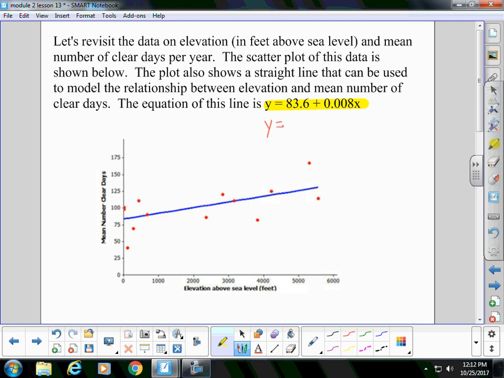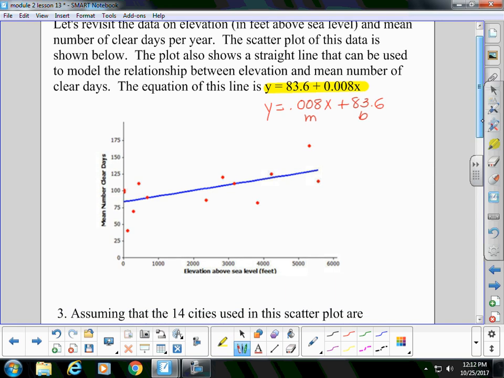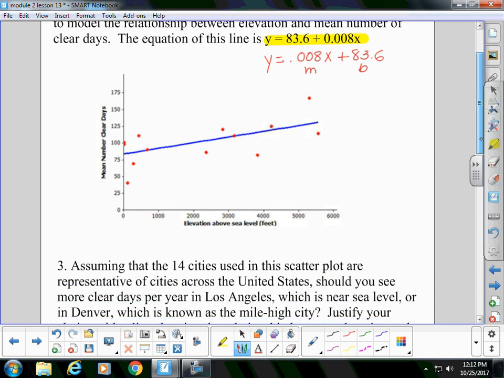There's the equation of this, and we're used to writing it more like this: y equals 0.008x plus 83.6, where this is the m and this is the b. They wrote it a little backwards, and they probably obtained that equation from a graphing calculator.